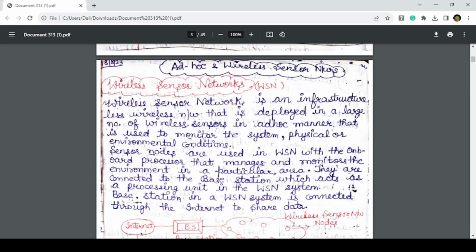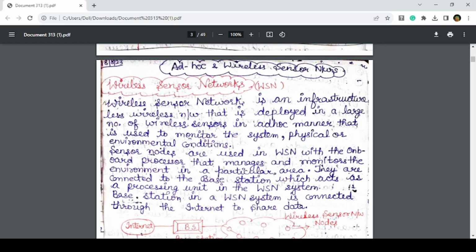Now first is what is a wireless sensor network? Wireless sensor network is an infrastructure-less wireless network which is deployed with a large number of wireless sensors in an ad hoc manner and which is used to monitor the system, physical or environmental conditions.